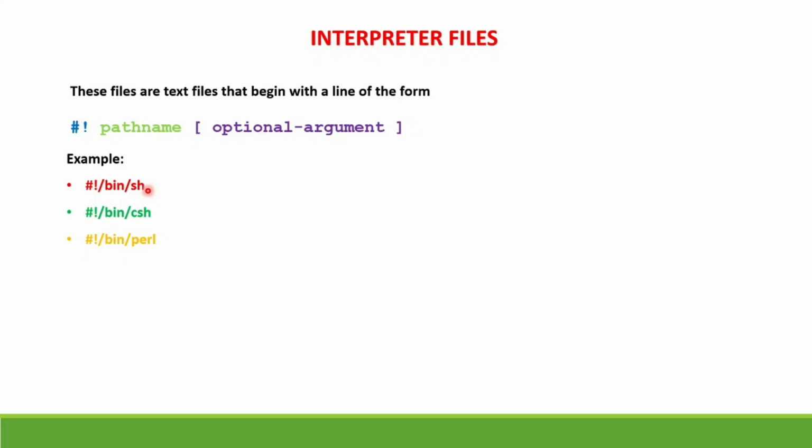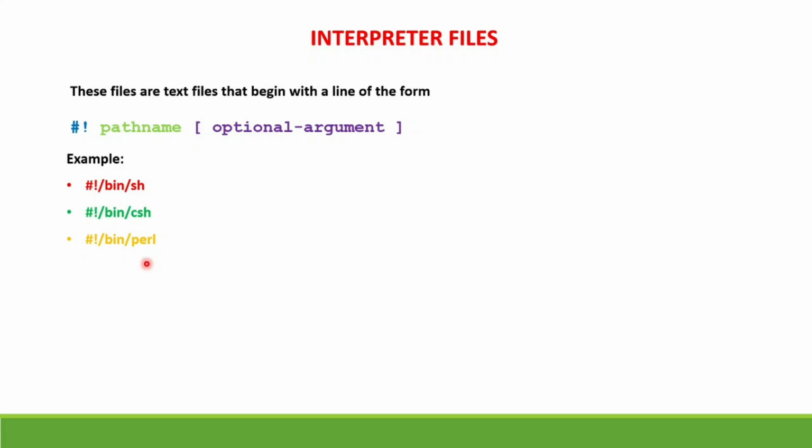But it is also possible for us to have different shells of our choice, isn't it? So if I want to execute the commands in the interpreter file by using C shell, then I have to specify the path to the C shell. This is the path in my first line, right? And this is an example of a Perl script. The Perl script begins with this, right?